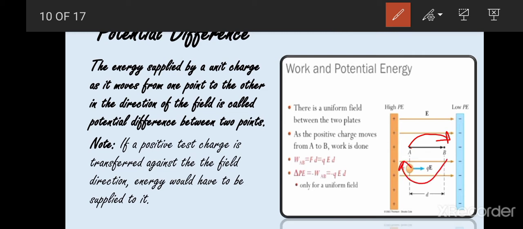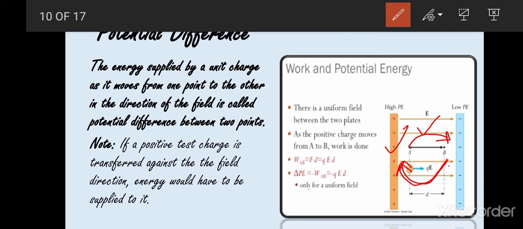In this case, when it is moving from A to B, it is giving out energy. It is supplying the energy because it is moving from higher to lower potential. But what will happen if we take this charge particle from B to A? As it is a positive charge, it will get repelled from this positive charge rod. So we have to do some work. We have to supply energy to it so that it can move from B to A.